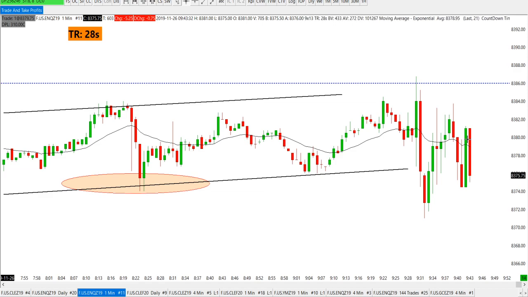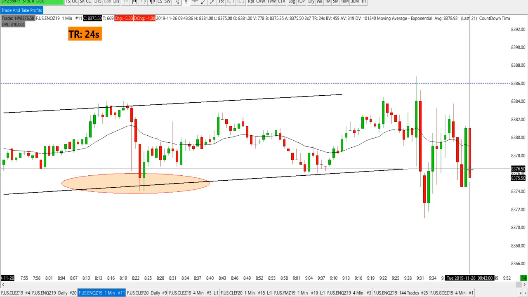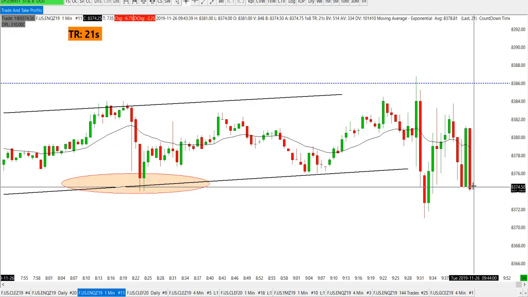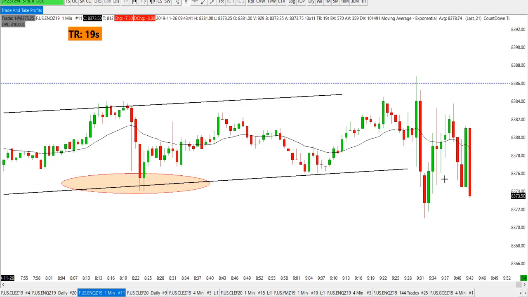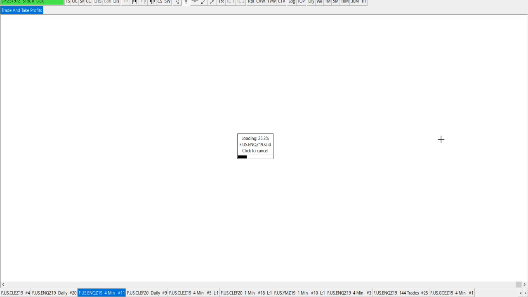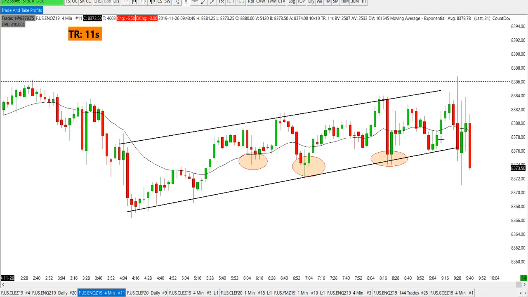Now this would be, you know, my old self would probably sell this right here. My old self would probably sell this. Oh my gosh, sellers are coming in, which is very true. That is 100% true. But that doesn't mean anything right now.